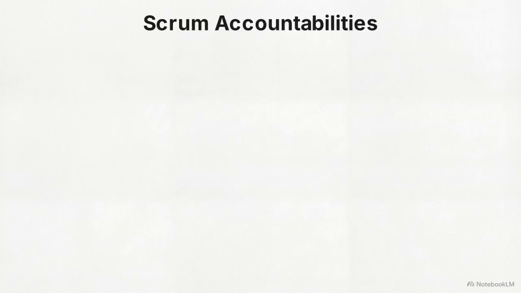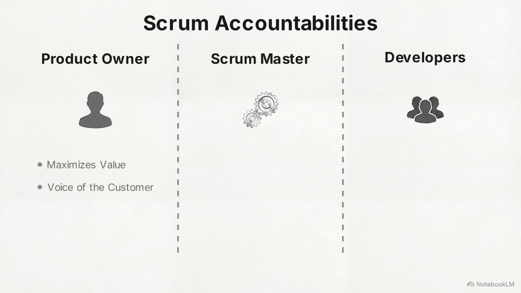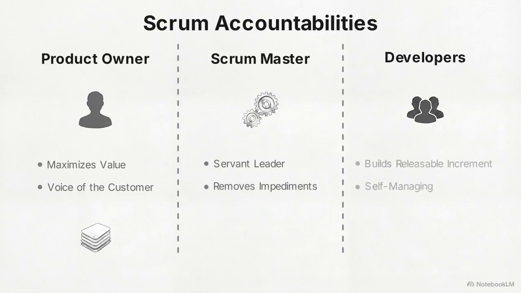Question 2 targets the 3 Scrum accountabilities. Write down the 3 required roles: Product Owner, Scrum Master, and Developers. Under those headings, note their specific operational boundaries. The Product Owner maximizes the value of the product and owns the backlog. The Scrum Master acts as a servant leader, focusing entirely on removing impediments that block the team. The developers actually build the releasable increment.